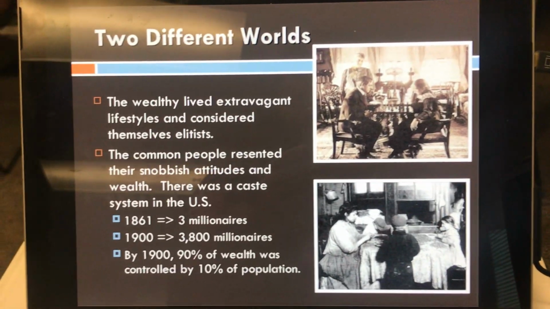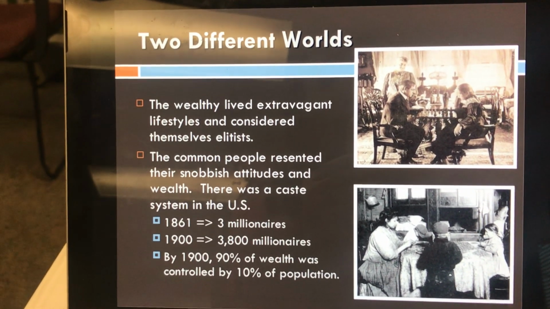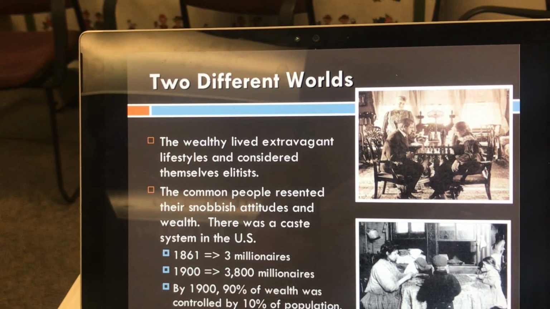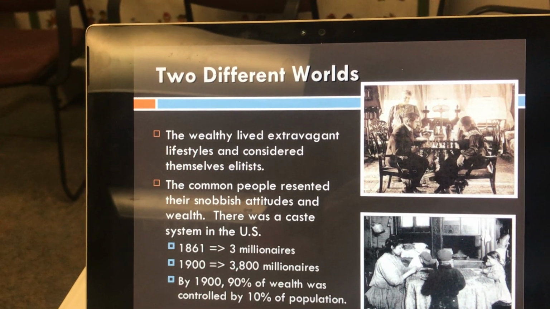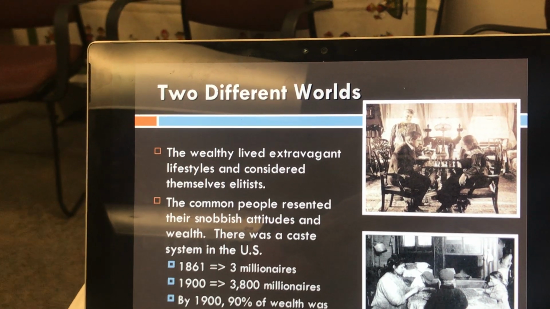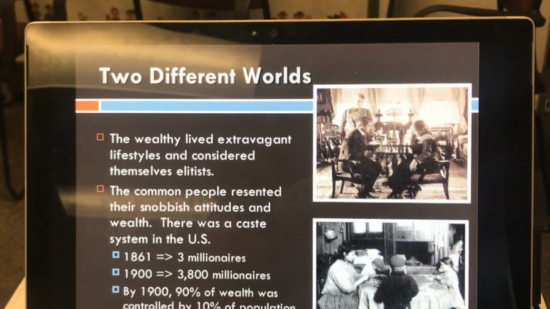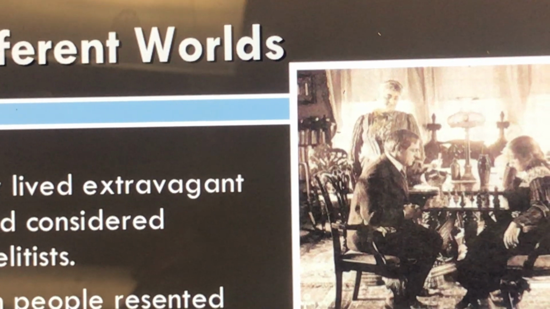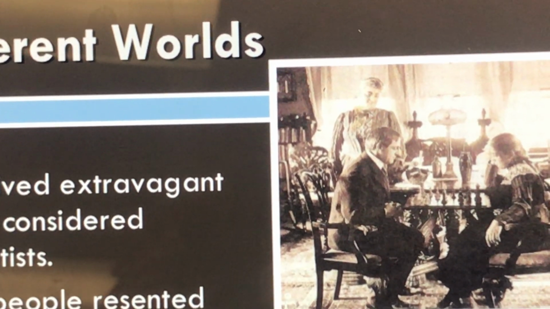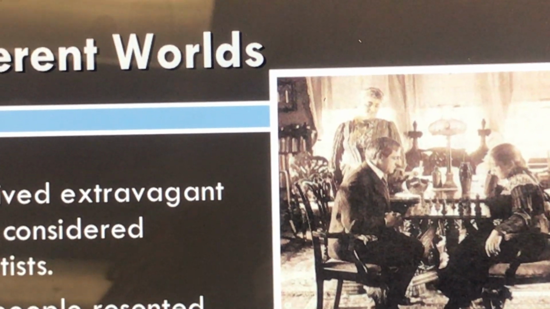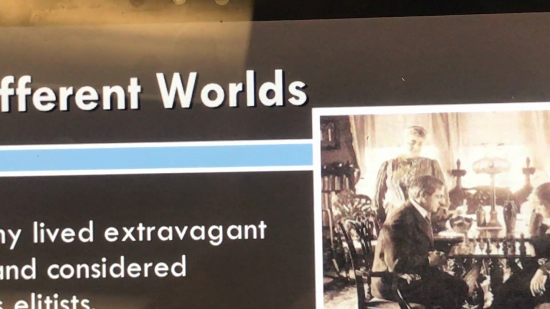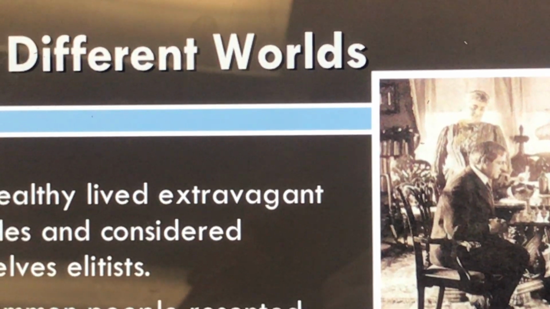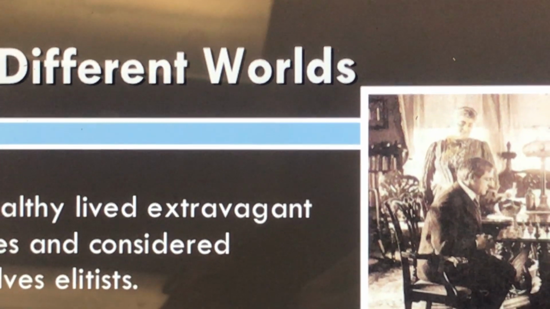This was a time of two different worlds. You had very, very wealthy people, and then you had people who were not wealthy. The wealthy lived extravagant lifestyles, and they considered themselves elitist. You see in the top picture an example of a wealthy lifestyle. Let me zoom in on that a little bit for you. You can see it's a man and a little girl playing chess. The mother is looking on. They're in a very well-furnished room, lots of space, lots of sunlight coming through the windows, very nicely dressed.